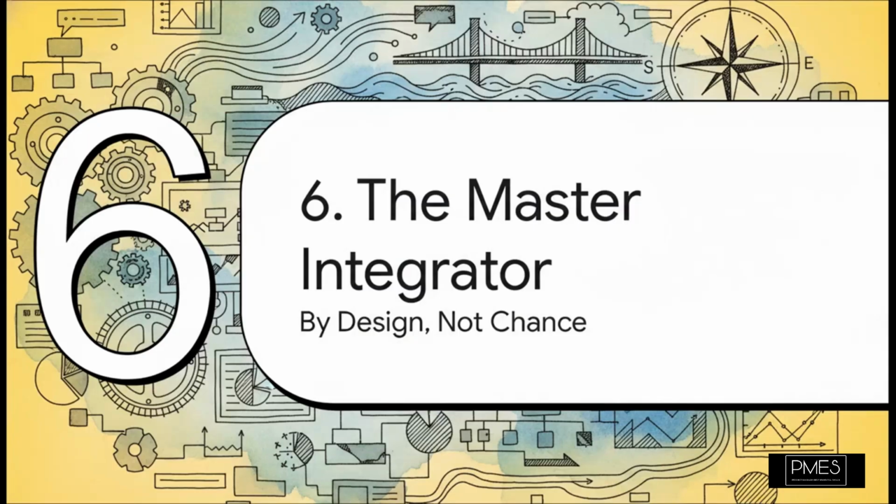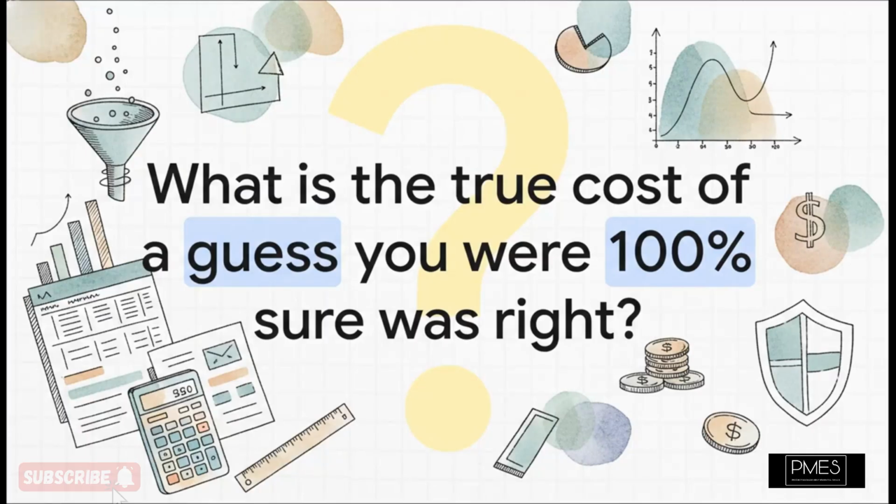Which brings us to our final section, becoming the master integrator. It's time to circle all the way back and finally answer those questions I threw at you at the beginning. Because mastering this process, this is what elevates you from just a manager to a true integrator, someone who navigates the fog of uncertainty by design, not by blind chance. So let's revisit that first question. After everything we've just gone through, what is the true cost of a guess you were absolutely sure was right?